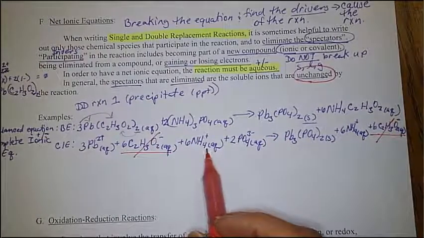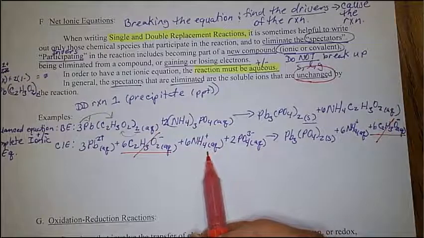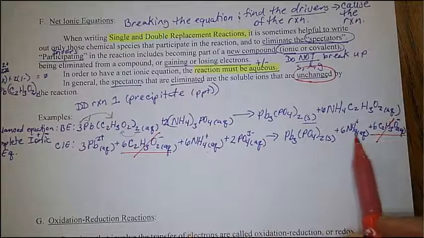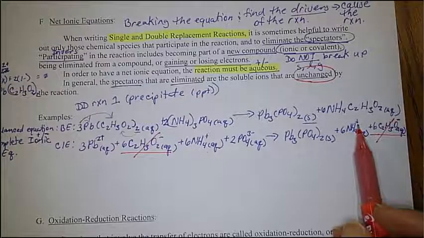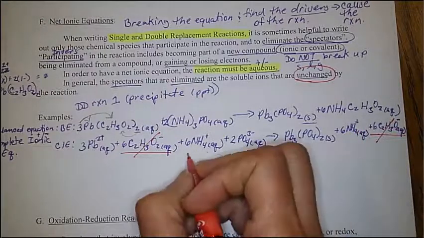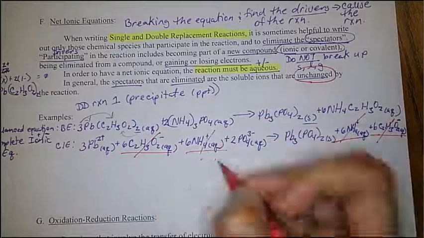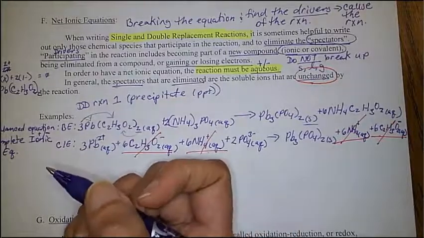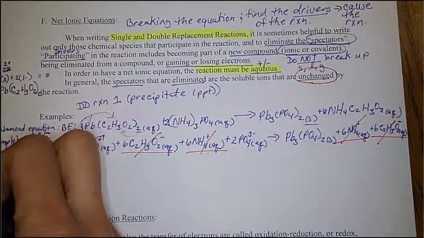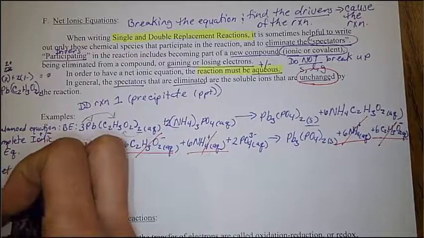Then we have 6 ammonium plus acetate. And on the other side, the product, I also have 6 ammonium positive plus 1 charge, that's aqueous. So I have that out. I'm going to cancel that. And everything else that's there, I cannot cancel anymore. So now I'm going to write my Net Ionic Equation.